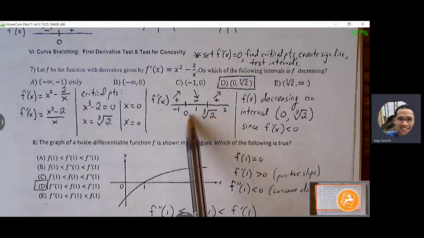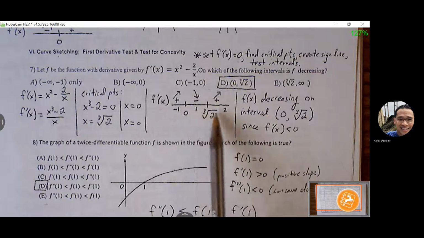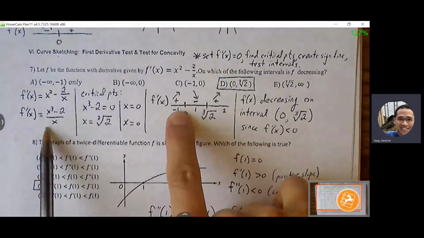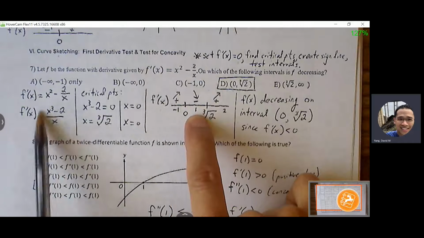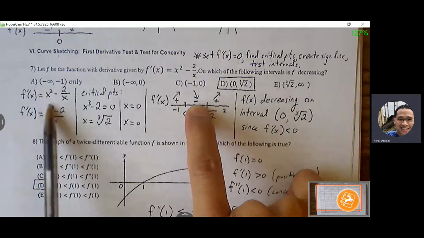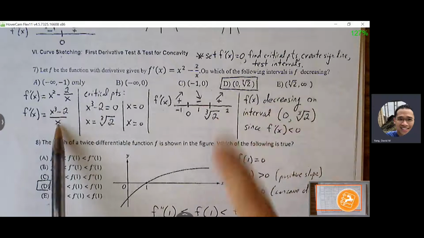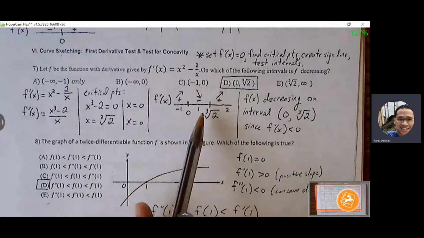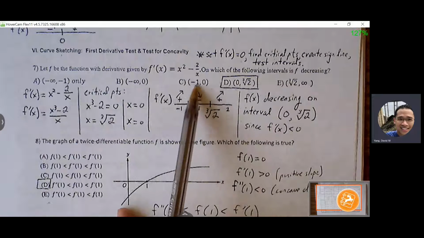So 0 and cube root of 2 go on my sign line. I choose values in each subinterval to insert into my derivative to see if I get a positive or negative value. If I plug in -1 into my derivative, I get a positive, which means positive slope. If I plug in 1, I get a negative value, which means negative slope. If I plug in 2, I get a positive value, so positive slope. So now I know how my graph is going to look. It's going to rise, fall, and rise again. So decrease is going to be in the interval from 0 to cube root of 2.